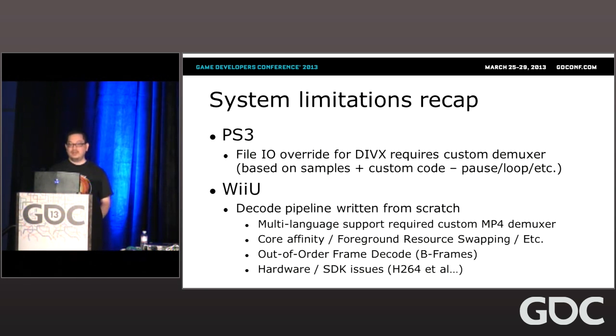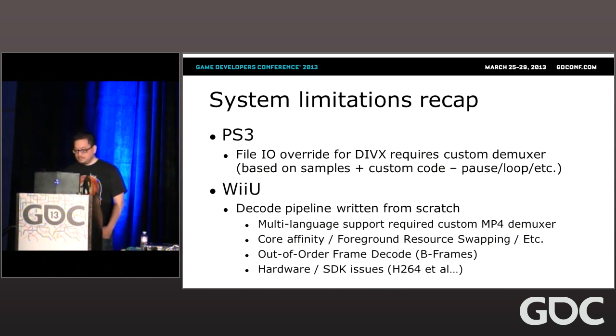Their demuxer only supported 1 language, but we have 5 audio languages, so we needed to write our own front end to handle that. We had to handle crazy things like resource swapping and core affinity. You can actually swap the entire main process out of memory, so there's this foreground, background swapping. There were out-of-order frame decode issues because we were supporting B frames. We also ran into some hardware bugs. We ran into a bug with the H.264 decoder: it couldn't run when the GPU and DMA were running. Those are being fixed in an upcoming SDK, but they weren't fixed soon enough for us, so we had to go around them. We also had some issues with Fmod and AX for audio.